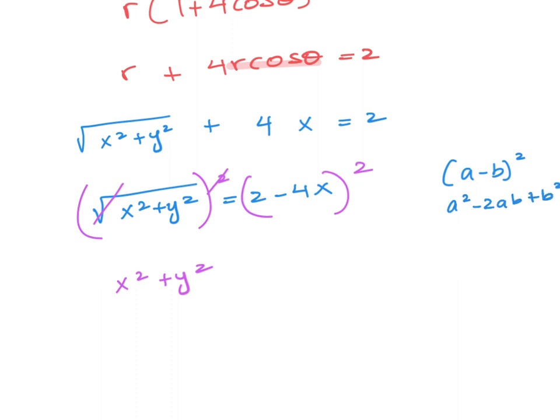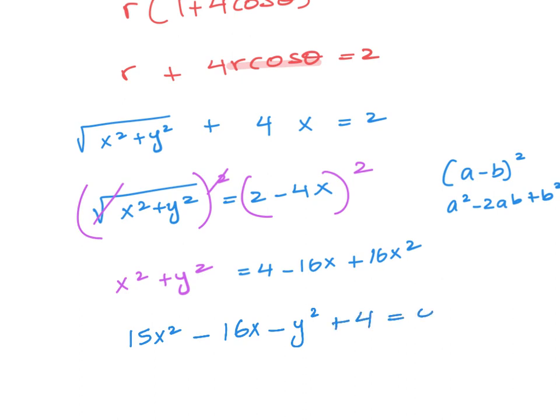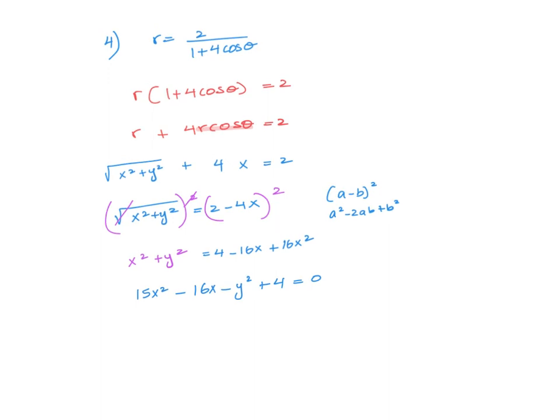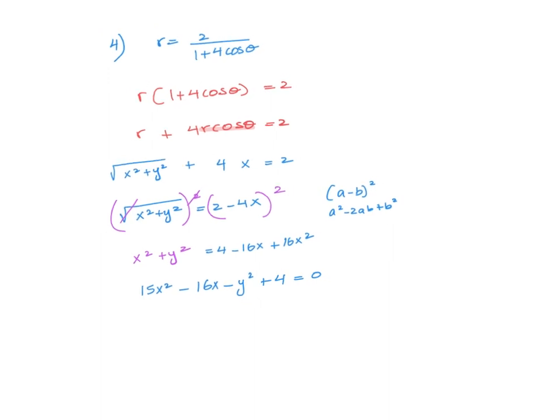So 2 squared, that's going to be 4. And then negative 2ab, so that's going to be 2 times 2, which is 4, times 4x, that's going to be negative 16x. And then plus b squared, which is 16x squared. So now if I move everything to one side of the equation, so if you subtract x squared, that's going to give you 15x squared minus 16x minus y squared plus 4. So you see how a and c have opposite signs. So this is going to be a hyperbola. So hyperbola because a and c have opposite signs.